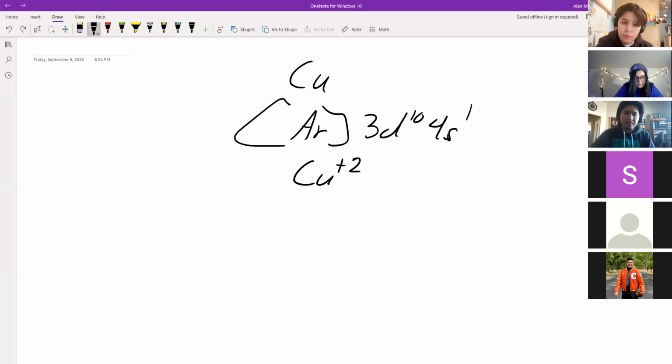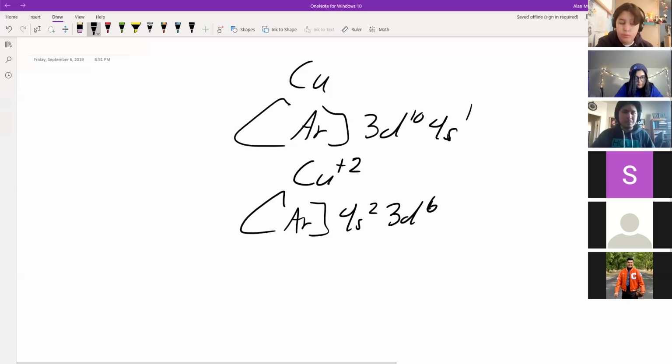Going from argon, it should be 4s2 and 3d6. So 3d6. The d is supposed to go first. We're kind of short on time.